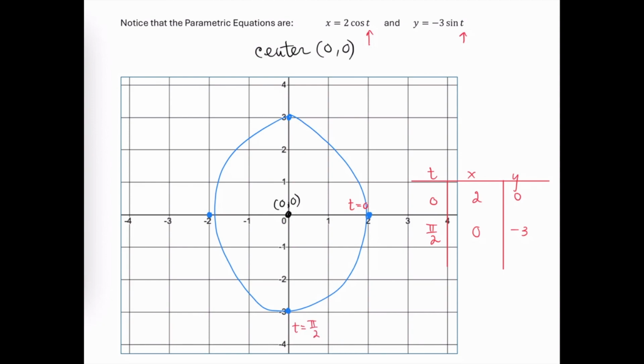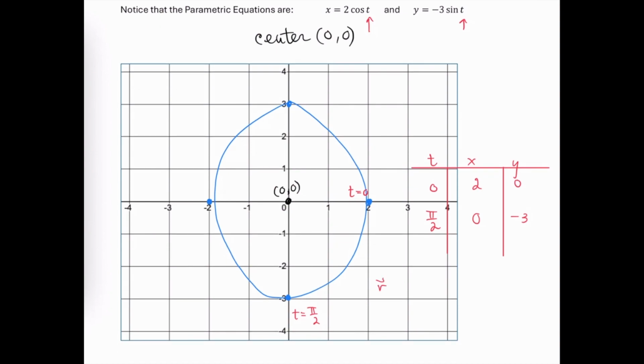We should go ahead and make mention of the fact that, as a vector function, r evaluated at 0 gives me a vector that terminates at the ordered pair 2, 0, and r evaluated at pi over 2 has an output that is a vector that terminates at the ordered pair 0, negative 3. So our vector function is going to have outputs that are vectors pointing to the position of a particle that's traveling around the outside of this elliptical path.